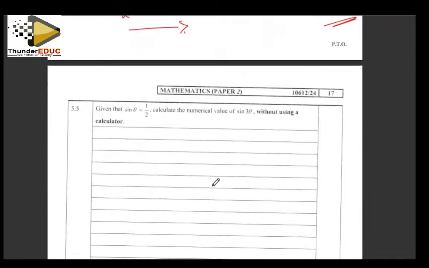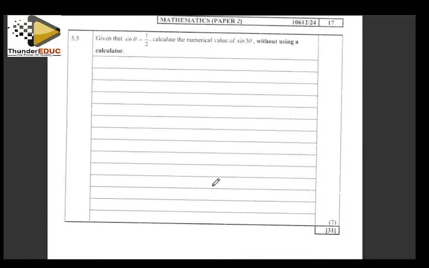Question 5.5. Given that the sine of theta is a half, calculate the numerical value of sine 3 theta. There are 2 ways of getting the 7 marks. We can use a simple sketch, if you so wish. Call this angle theta. We know that sine is opposite over hypotenuse, so this side can be root 3, without using a calculator. So 2 squared minus 1, under root, that is it.